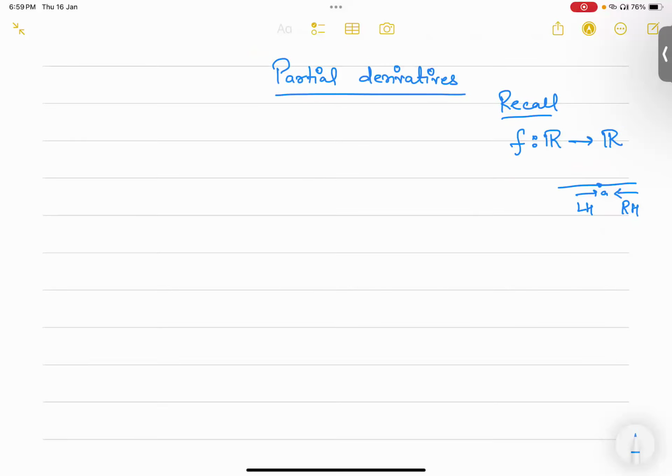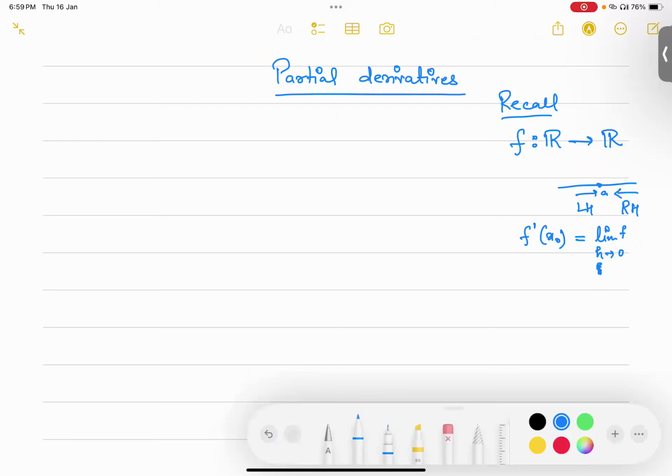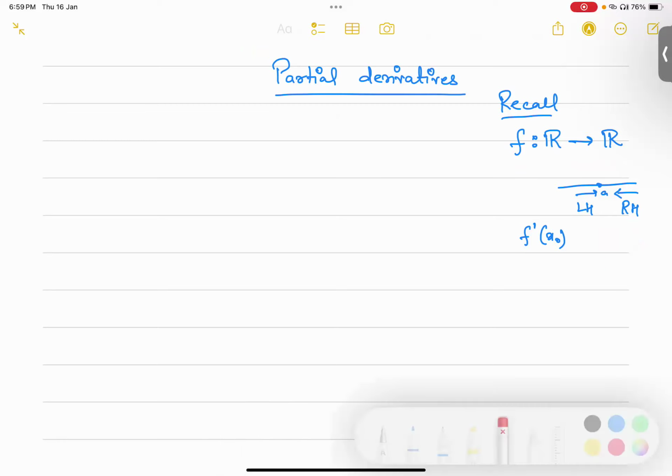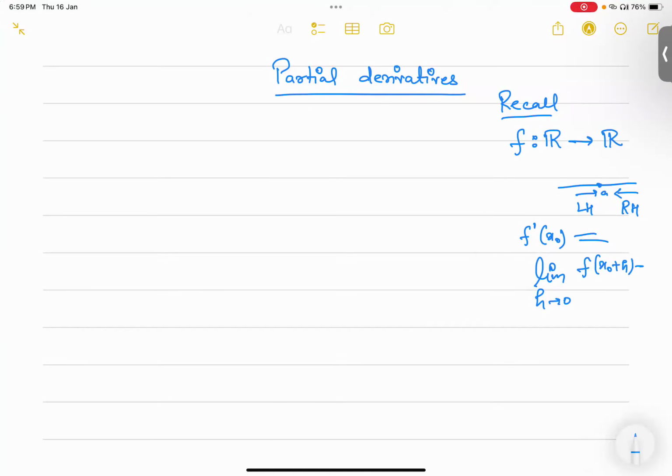In that case, you have defined f dash at any point x naught as the limit h tends to 0 of f of x naught plus h minus f of x naught upon h.